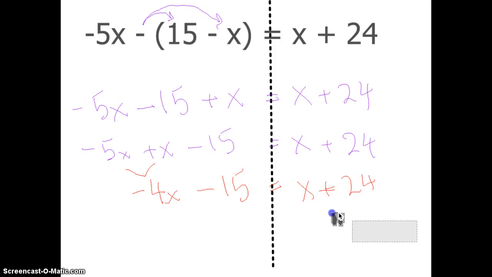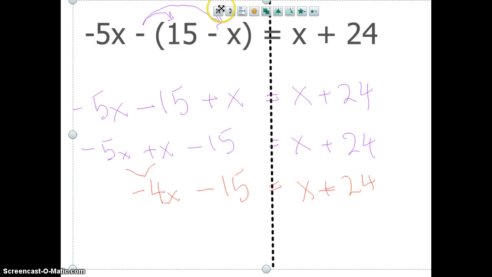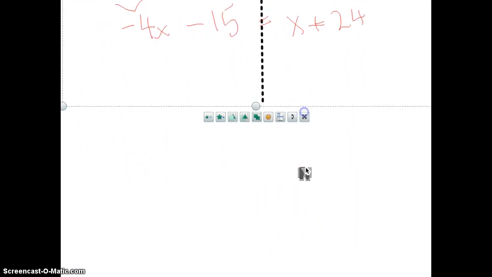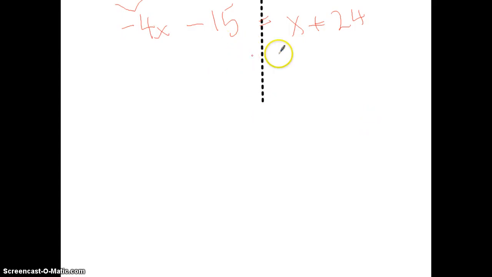Now, which one you move next is really a matter of opinion, but I like to move all of the x's to the same side first, and then I can move all of the y's later on. I can just hear somebody asking me what that is. That's a plus. Plus 24.